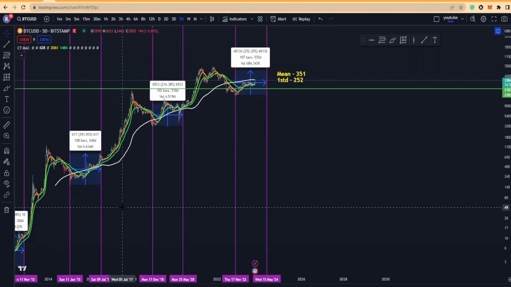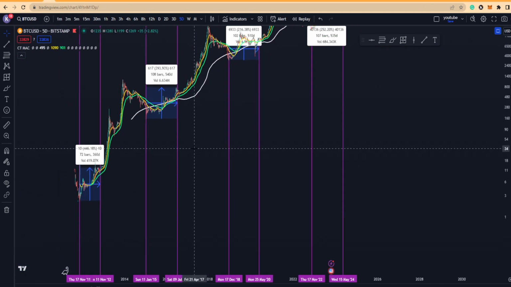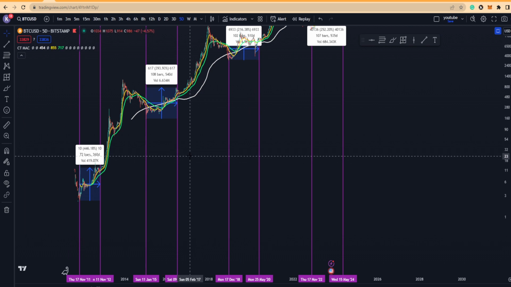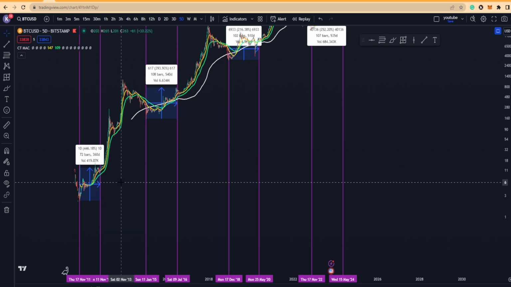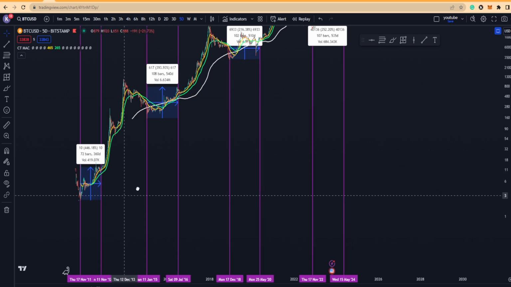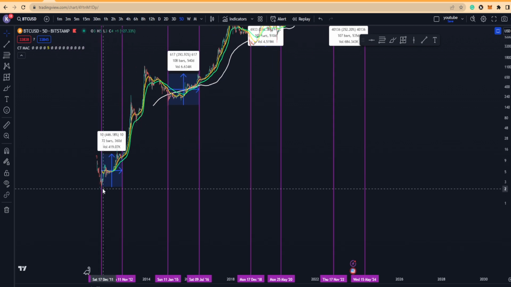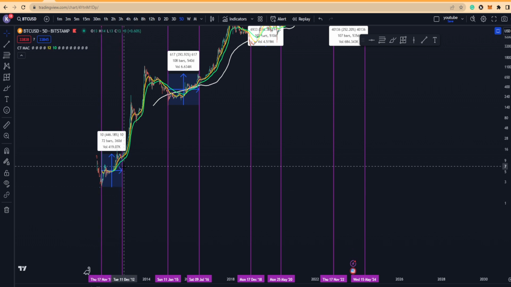So as you can see, I plotted out on the Bitstamp 5-day chart all 3 iterations of the Bitcoin halving that have taken place, and you can see I've marked them from the bear market lows all the way to when the actual halving event takes place.